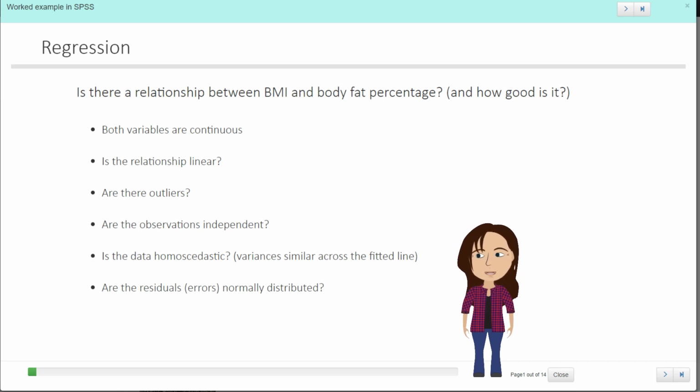which they should be and they are? Is the relationship linear, that is a straight line a good fit? Are there any outliers which could be having a strong influence on this line? Are the observations independent? Are the variances homoscedastic? Are they similar across the fitted line? And are the errors normally distributed? And that bit we won't really be looking at.